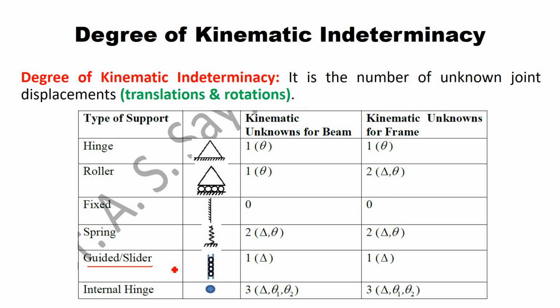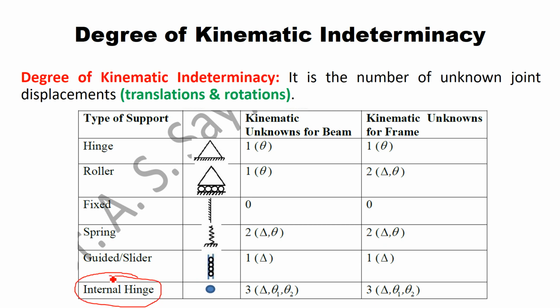Similarly, guided support, there is one unknown, as I told you earlier. Guided support means the vertical movement of this support is allowed, right? So vertical displacement is allowed, but there is no rotation in guided support. Guided support can only move vertically up and down. So there is no theta. There is only one kinematic unknown in guided support, but that is delta. Please remember.